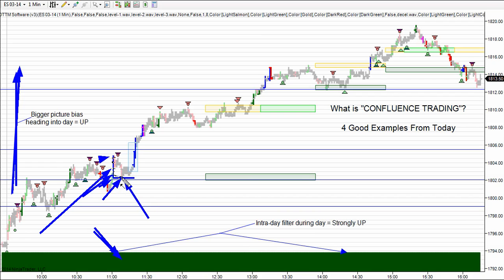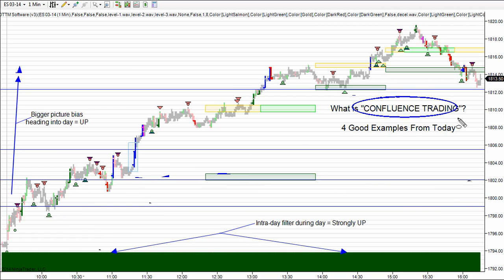Okay, so we know the low of that's a good location. We also have this level at 1802, a bigger picture level to play off of. So we've got four really nice pieces of evidence all coming together, forming what we call confluence right in this area here.